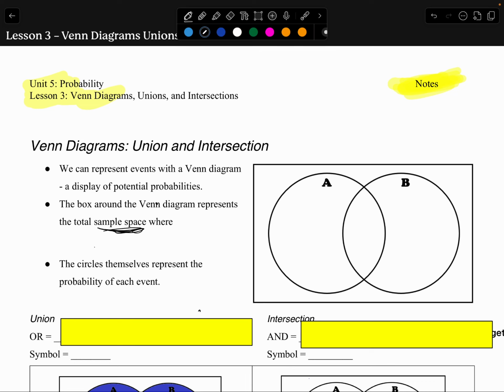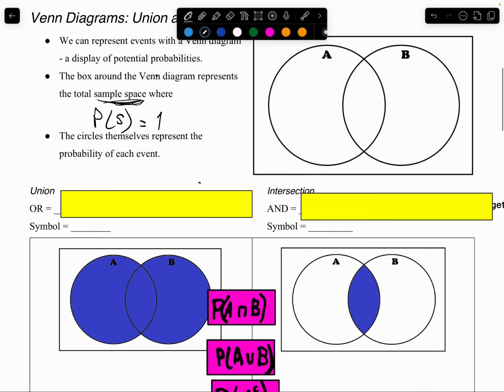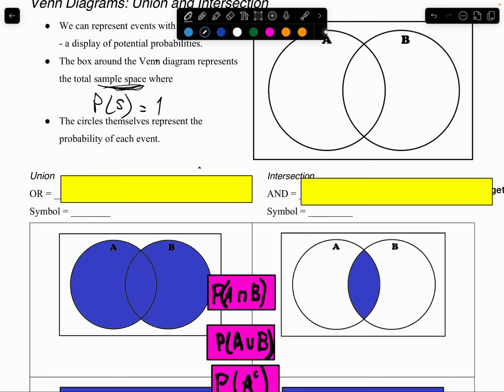Sample space is everything. So the probability that something's inside this rectangle is 100%, or 1, as we'd say in probability, 1.0. The whole thing. Nothing else is possible. The circles themselves represent the probability of each event. There are 2 things that can happen here, the A thing and the B thing. We'll do a word problem in a second.